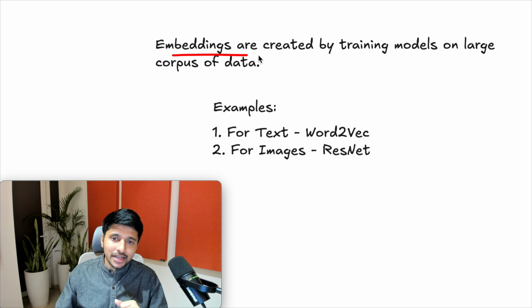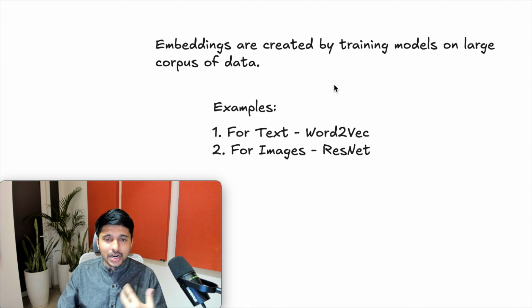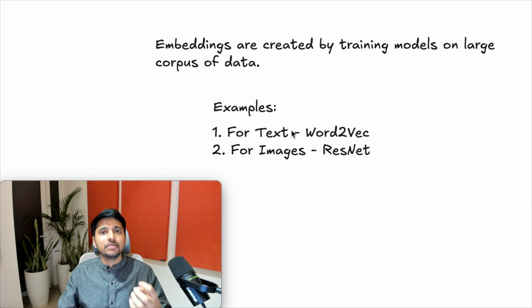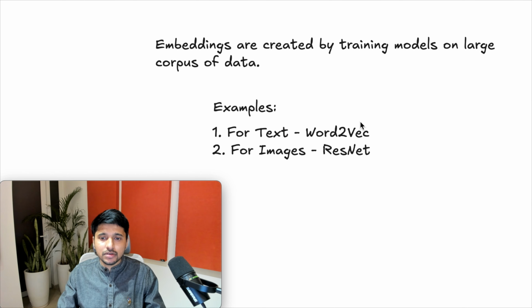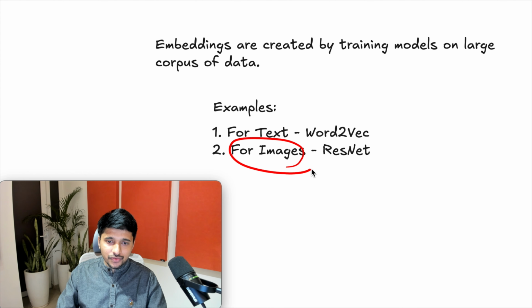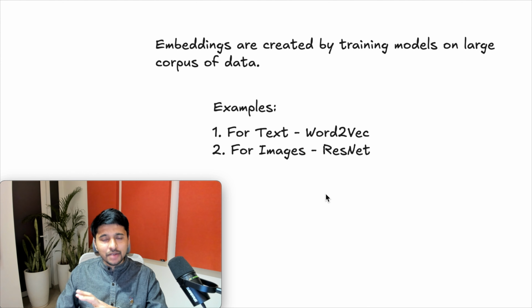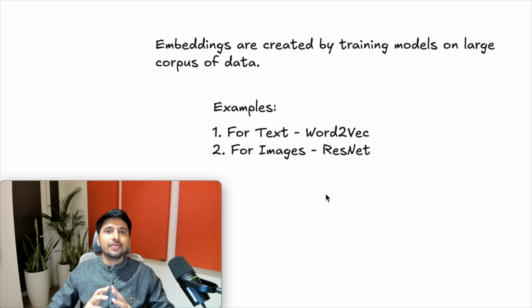So embeddings are created by training models on a large corpus of data. So we have some already created models. One example is Word2Vec, and that is for text. If we have some text data, we can feed it into this model, and that will give us the embeddings, which is the vector representation of the data. And similarly for images, we have ResNet. So there are many models available in the market for different use cases that we can use as embedding models to create the vector representation of the data that we have.